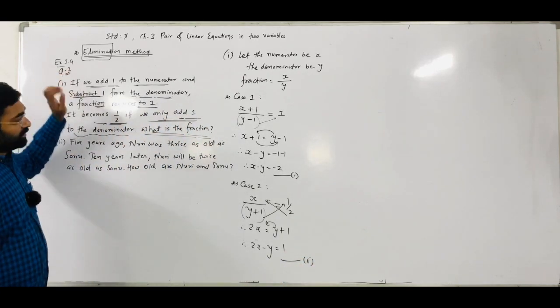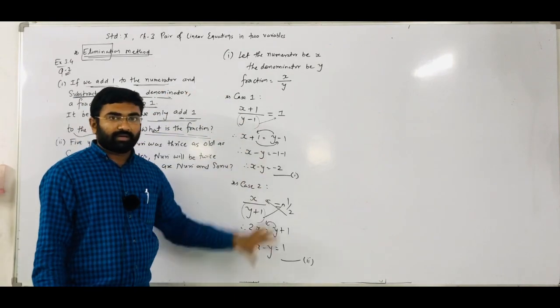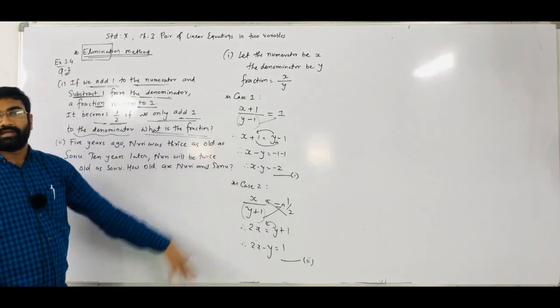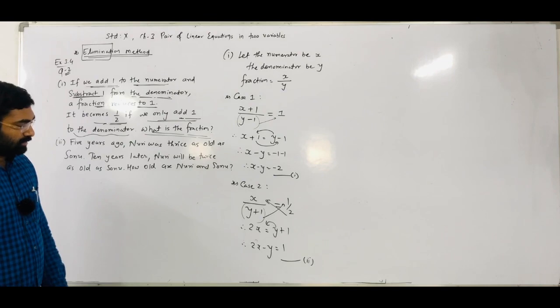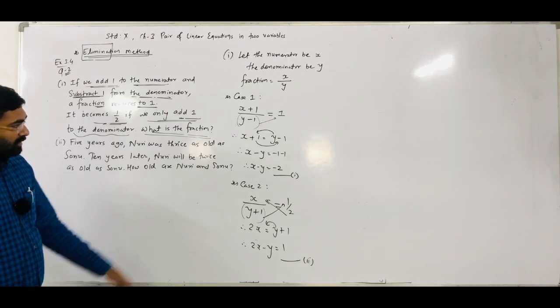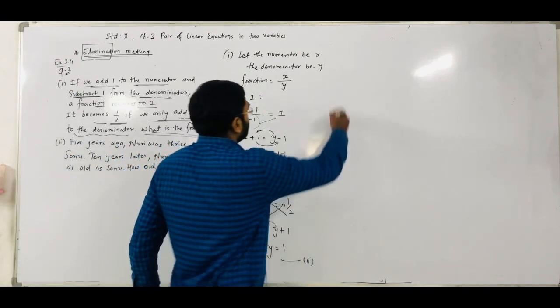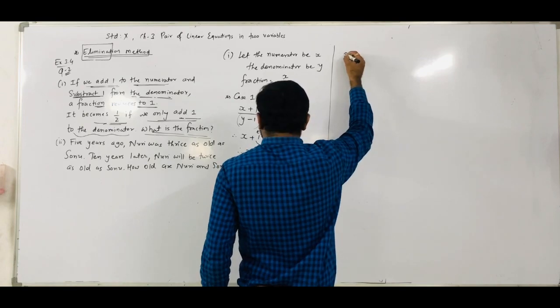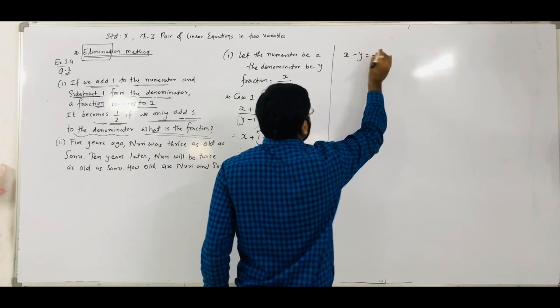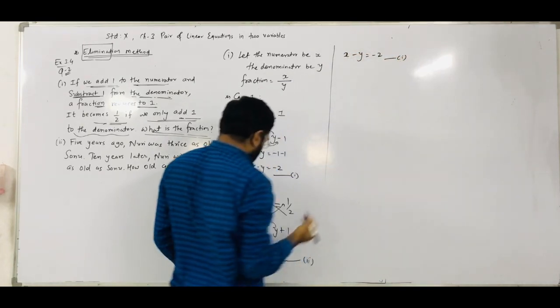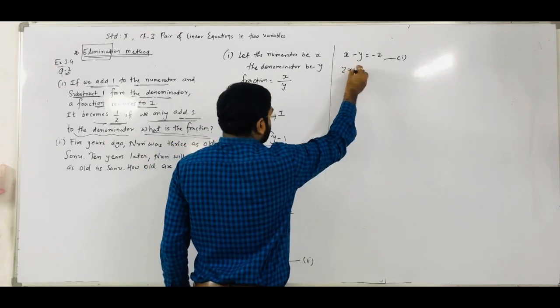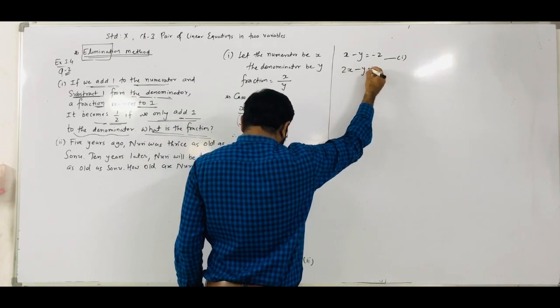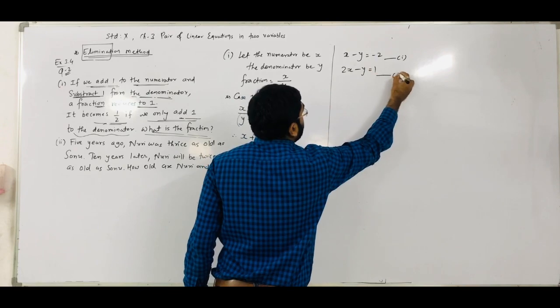Now question number 2 is to form the pair of linear equations, and after that we have to find the solution of it using the elimination method. So there are two equations we have to solve. Here I rewrite those two equations. x minus y is equal to minus 2, this is the first equation, and 2x minus y is equal to 1. This is our second equation.